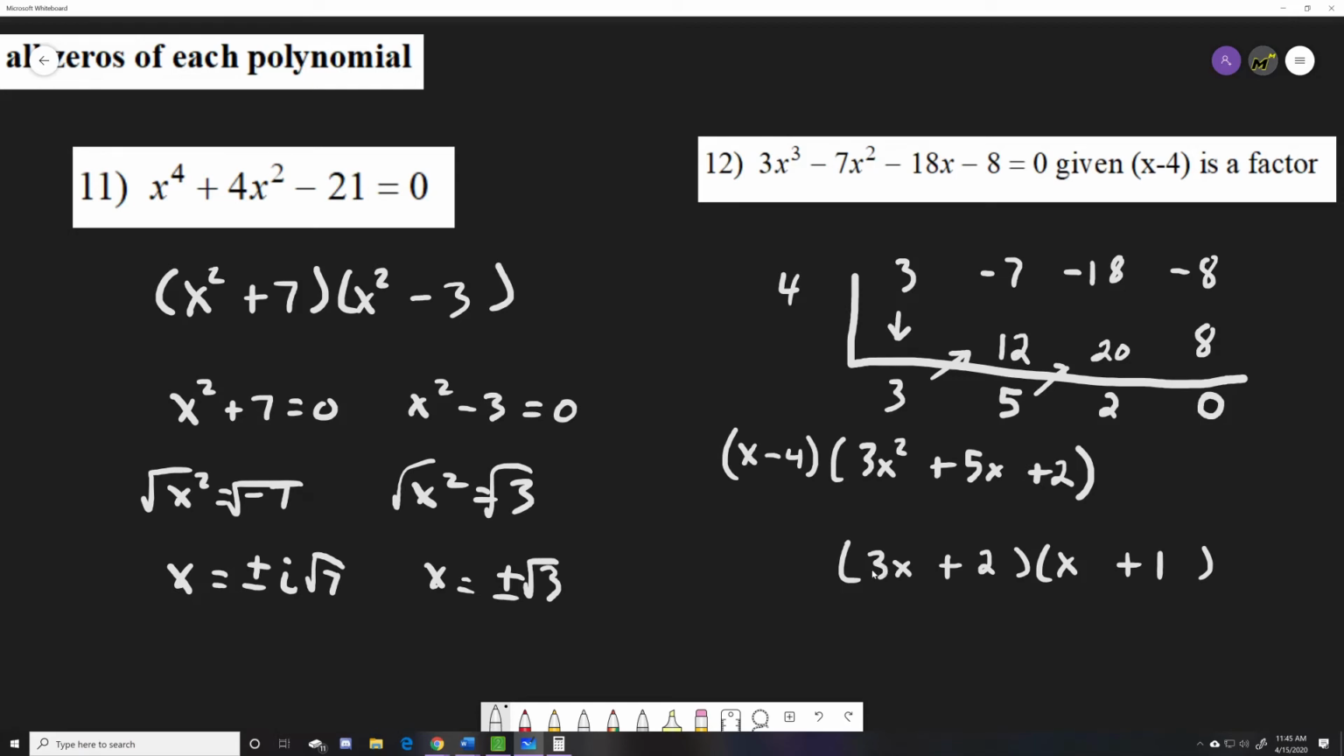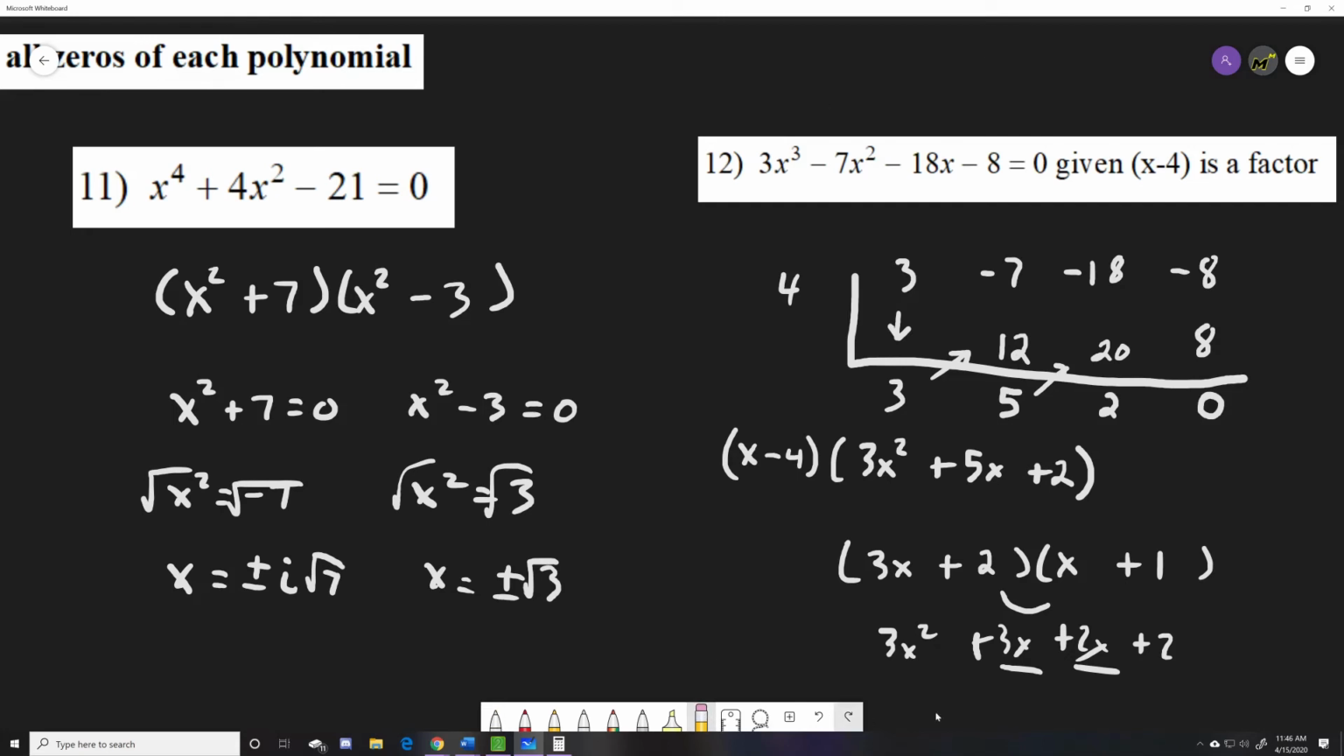Because when I check this, 3x times x would be 3x squared. 3x times a 1 would be 3x. And then 2x here, let's just write it down, let's check. So we'd have 3x squared for the first terms. Then we'd have 3x times 1 is just 3x. 2x times, well, 2 times x is 2x. And then 2 times 1 is 2. Well, 3x plus 2x is 5x right in the middle. Hey, we got the middle term to match. We got the last term to match. That would be how we factor it.